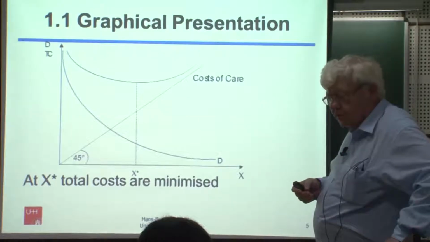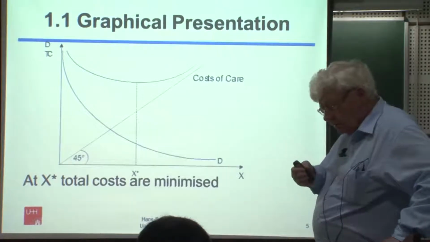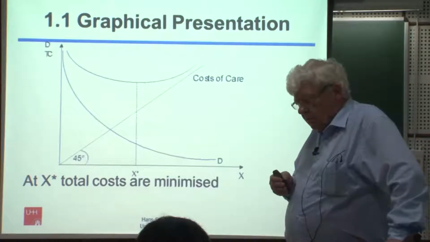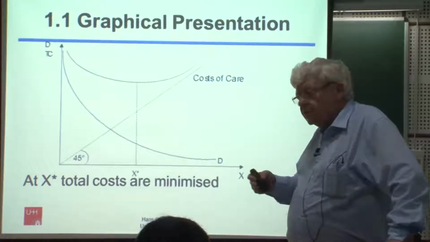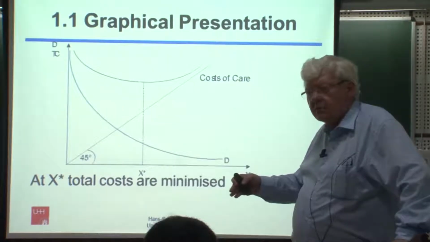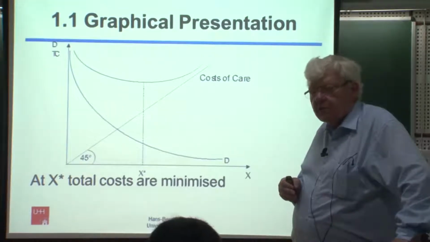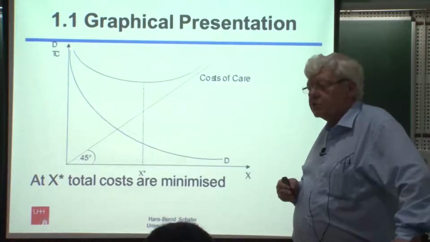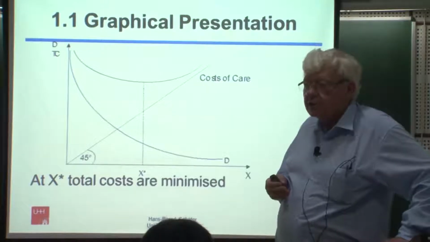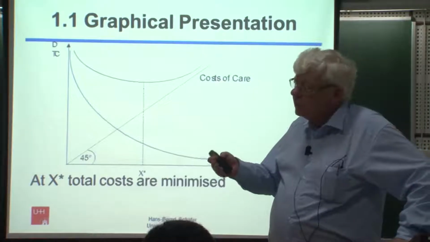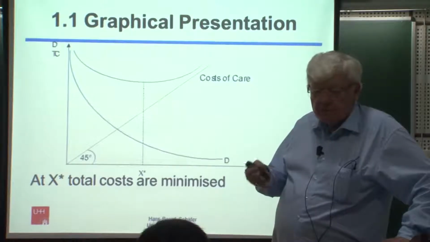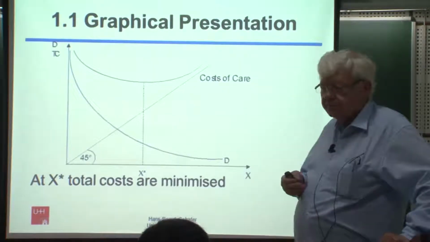And this feature, that with increasing cost of care, the damages are reduced, but always with a diminishing effect. That is a general feature, which this is only illustrated by way of an example. You can take another example which perhaps fits more to the Indian situation.